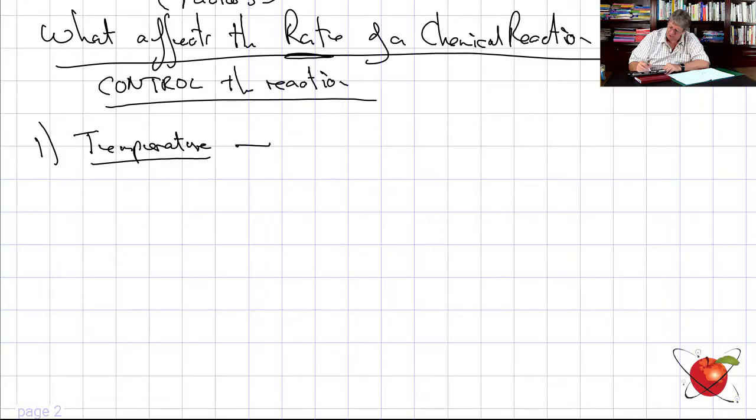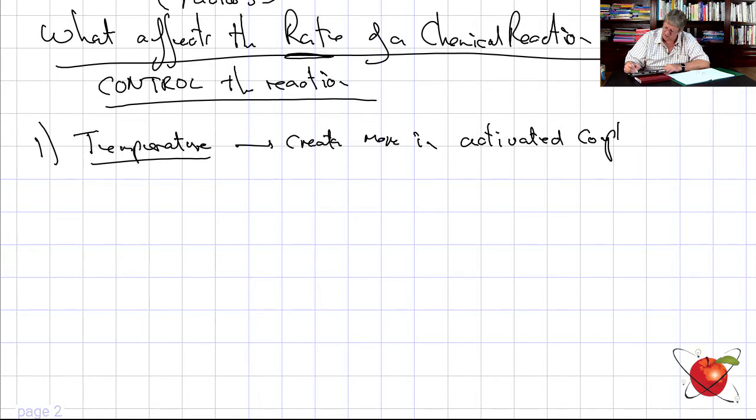So the temperature creates more in the activated complex, doesn't it? Zone, I'm going to call it. We're going to have a look at that a bit further when we look at Boltzmann's curve, okay, which is generally very often asked, by the way. So temperature, okay, is going to affect the rate of reaction.